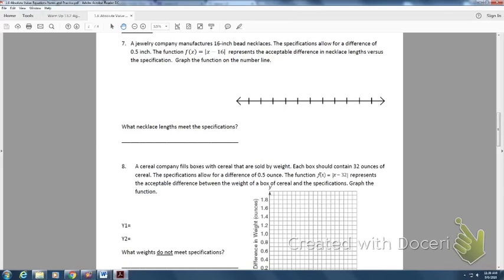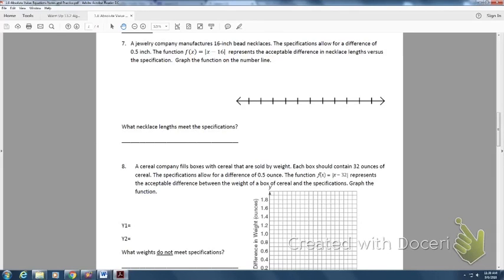So to connect it back to the warm-up, what two values on the number line are 0.5 away from 16? 15.5 and 16.5. So the shortest necklace they're going to allow is 15.5. The longest necklace they're going to allow is 16.5. Just understanding that is going to help you with these kinds of problems, understanding how that absolute value works.